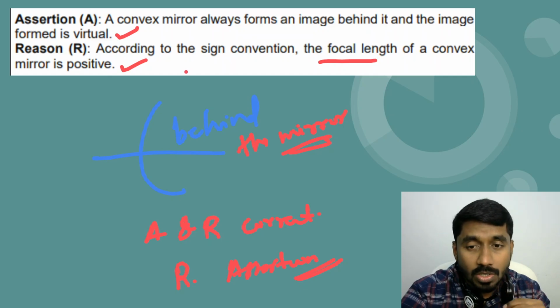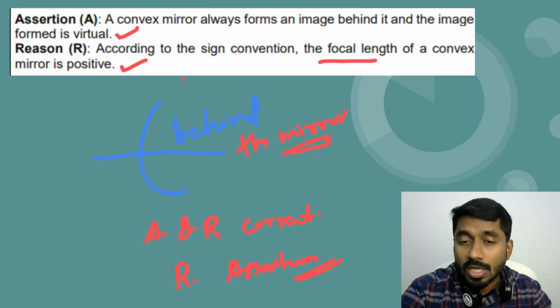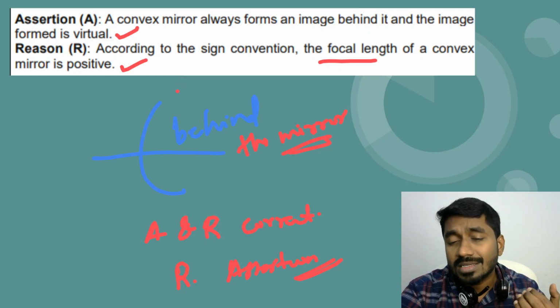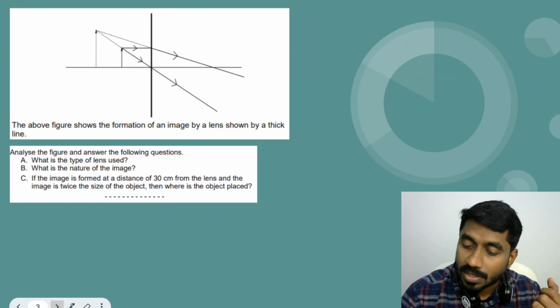Is that clear? Because a concave mirror is also capable of producing a virtual image. So here the reason is not the correct explanation for the assertion. We can select that one.